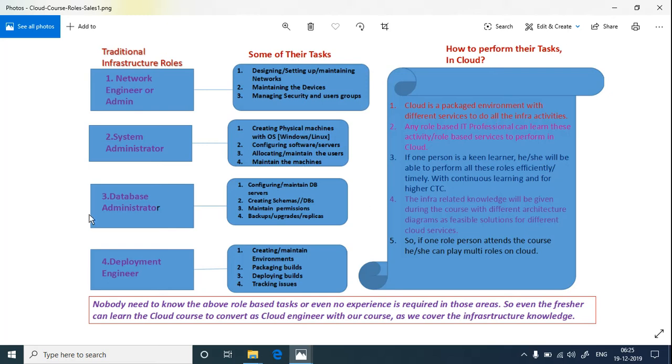And the next role is database administrator. So what is the role of the DBA? Configuring and maintaining DB servers, creating schemas and databases, and maintaining permissions, giving permissions to the users who are supposed to work with the databases in the backend. And the fourth one is backup creation, upgrades and replicas. All these things happen in the traditional setup. These activities are continuous, an ongoing activity. They do it as DBAs in the old traditional setup.